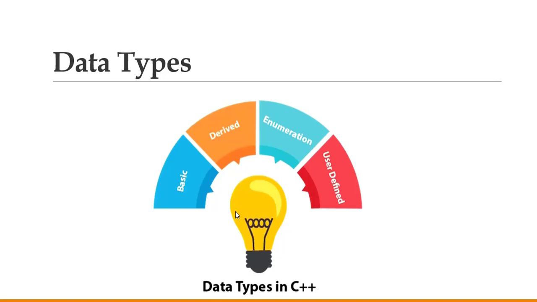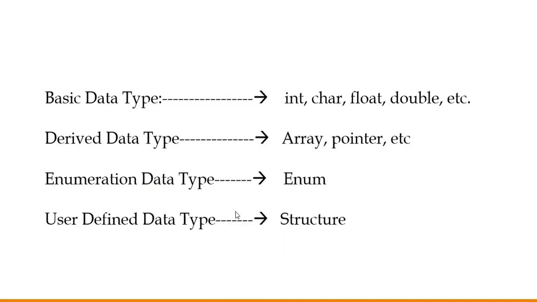In case you have no idea about C programming, don't worry, because I'm going to teach you what basic data types are. Basic data types are integer, character, float and double. Derived data types are arrays and pointers. We can even say strings. For the enumeration data type, we use enum, and the user defined data type is a structure. Structure is a user defined data type because in structures we are able to store different types of data. That is the reason why structure is a user defined data type.